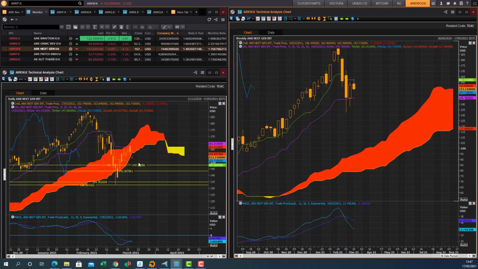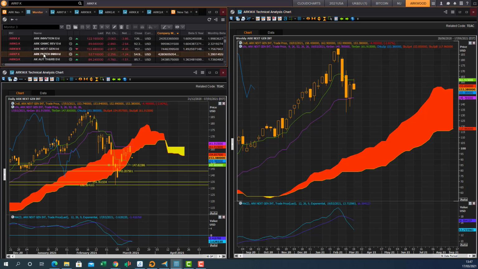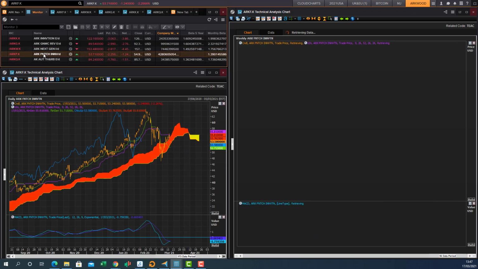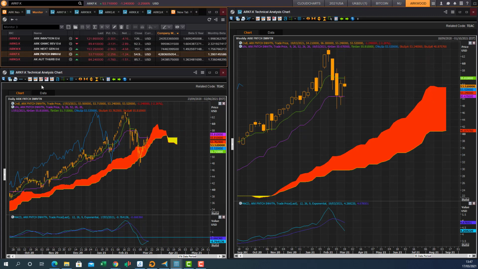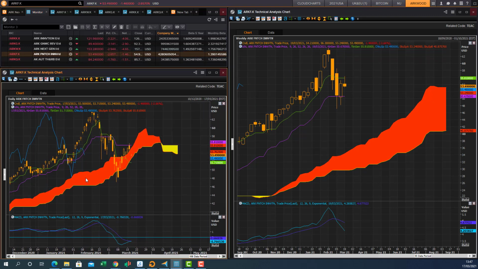So watching out to see if support will come in and around these levels for a swing trade back up to the bottom end of the cloud. And the next one is the next generation, the Fintech Innovation one. Yeah, we have a situation where it managed to rebound from the bottom end of the cloud. Let me zoom in here. You can see a lovely rebound from the cloud.